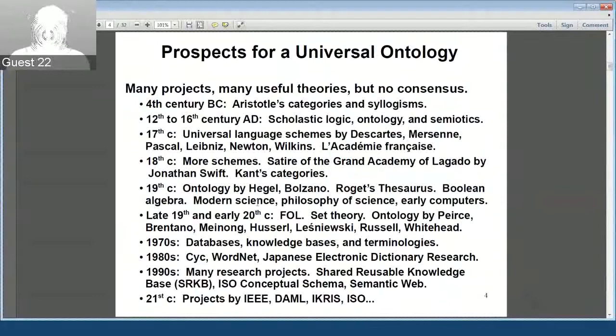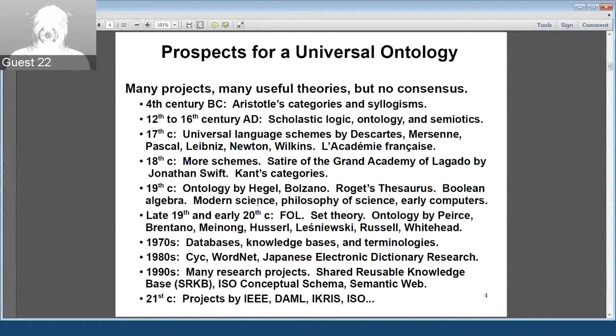In the 18th century, more schemes, including the satire of the Grand Academy of Lagado by Jonathan Swift, who was deliberately criticizing the versions of ontology, especially the version by John Wilkins, which was probably the largest ontology ever developed until the more recent things like Cyc. And also 19th century, more work.